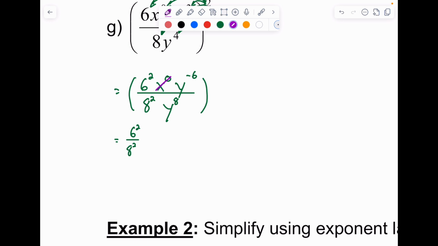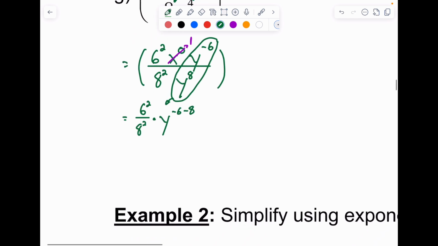Well, x to the 0, that's just 1. Remember, anything to the power of 0 is 1, so that goes away. Right? Well, I mean, technically you'd have a 1 here, but we don't write that because anything times 1 is itself. And then we have y to the 6 being divided by 8. So really this simplifies to being multiplying minus 6, and then because they're dividing, it's taking away the exponent on the bottom. So you have 6 squared, 8 squared, multiplying y to the minus 14.